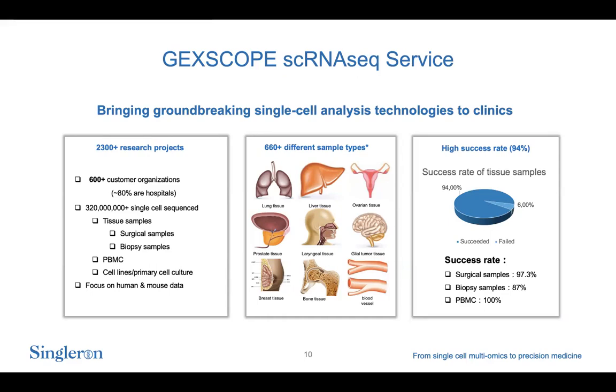And our expertise comes from working on different types of tissues, as preparing the single-cell suspension is the first and most crucial step in your single-cell sequencing experiment. So we have experience processing more than 660 different sample types, which come mostly from human, mouse, and non-human primate tissues. And our success rate is at 94%, meaning that we can successfully process the vast majority of tissue samples that arrive at our service labs.